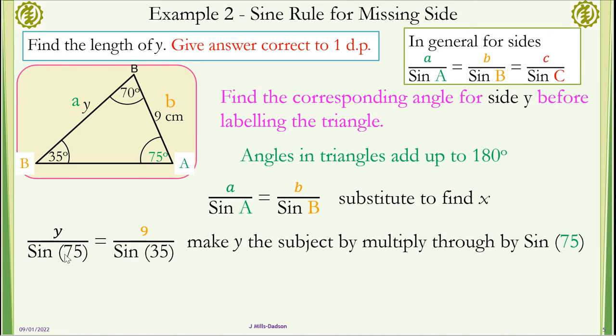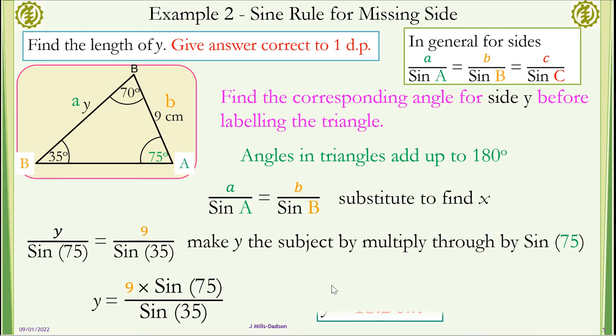As usual, we multiply this side by sine 75, this side by sine 75, and we cross out this sine 75 on the left-hand side. So we have y equals this. Use the calculator correctly. You key in, and your answer should give you 15.2 centimeters.